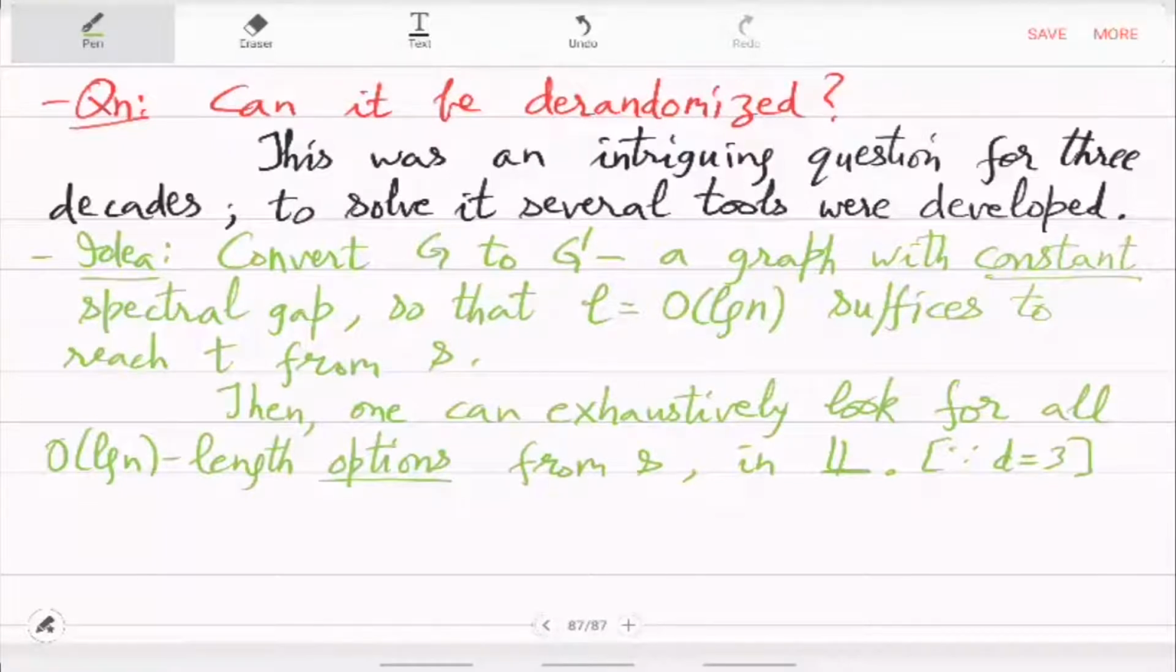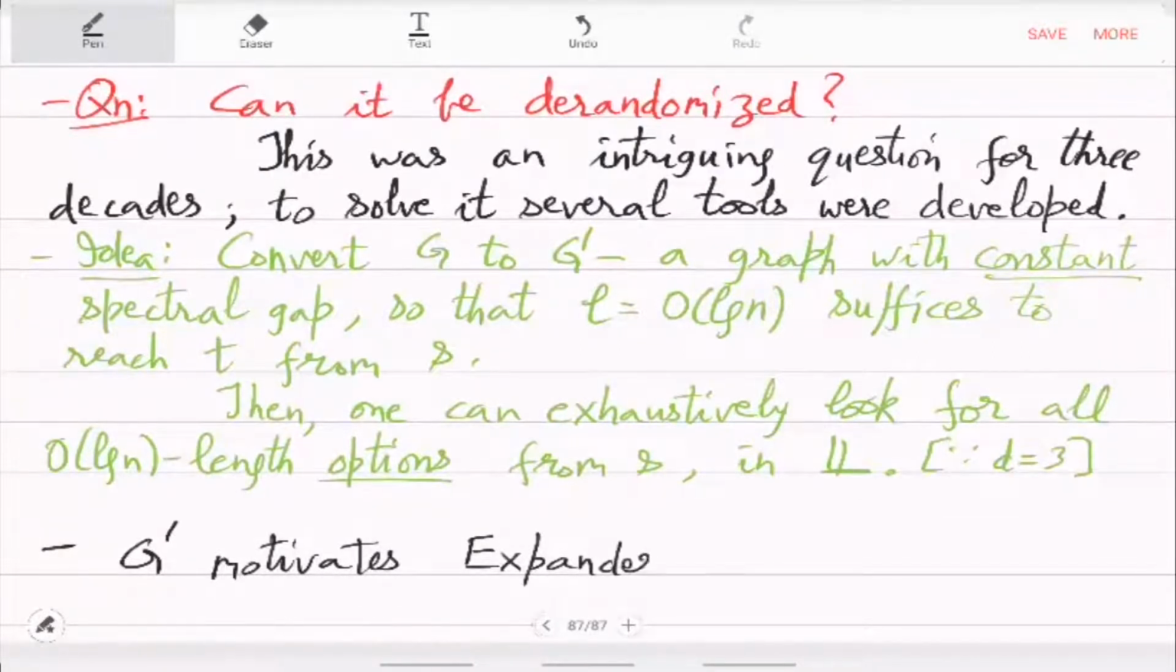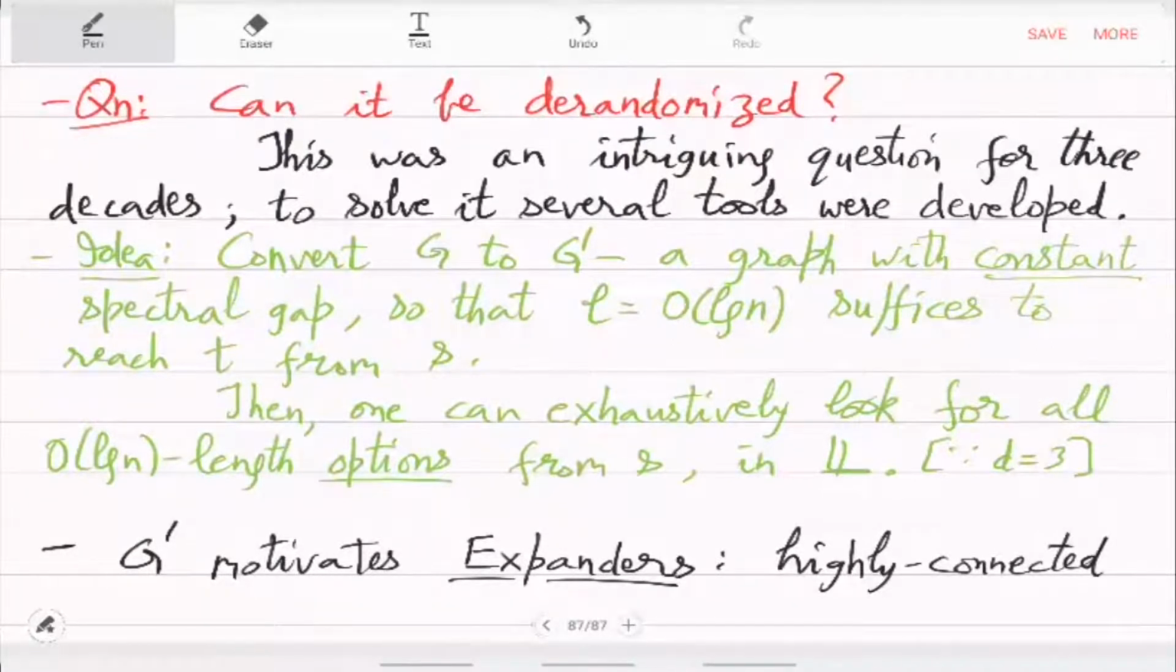So this is the key challenge, to convert G into this highly connected graph G prime, and these graphs are called expanders. So G prime motivates expanders. So these are highly connected graphs.